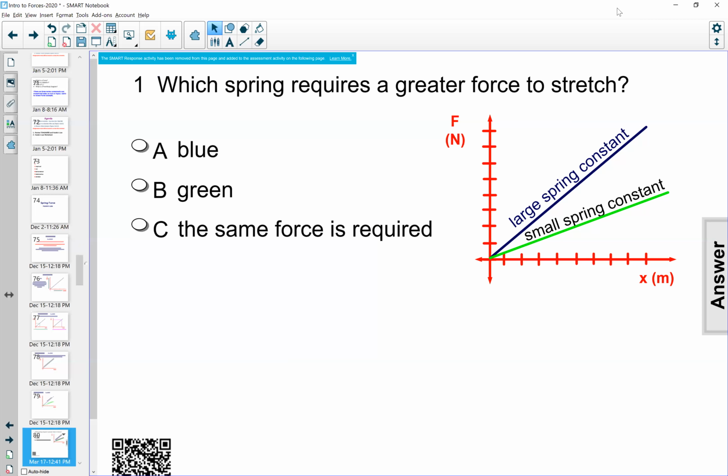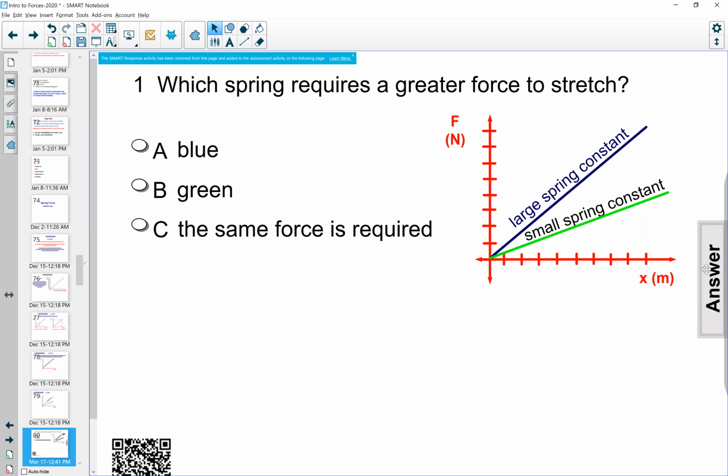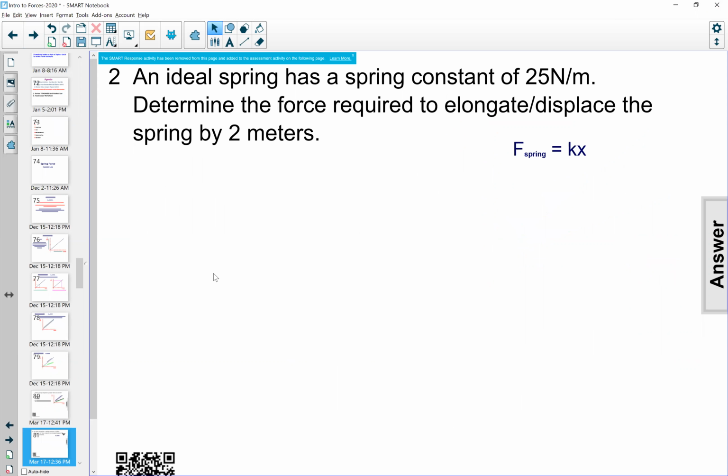All right, so it is indeed the blue spring. It is A in our options here. All right, the next question, do a little mental math here using the equation. An ideal spring has a spring constant of 25 newtons per meter. Determine the force required to elongate or displace the spring by 2 meters.